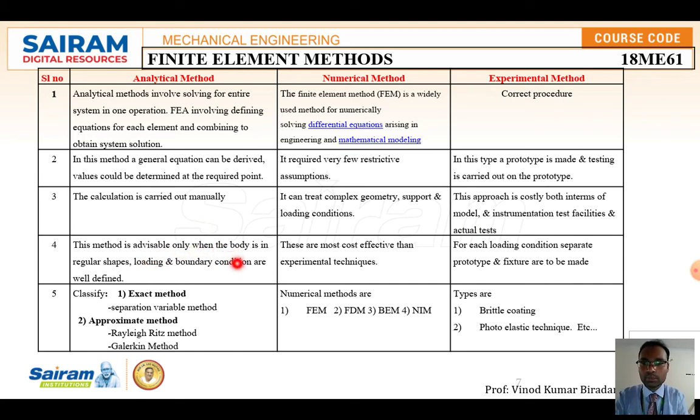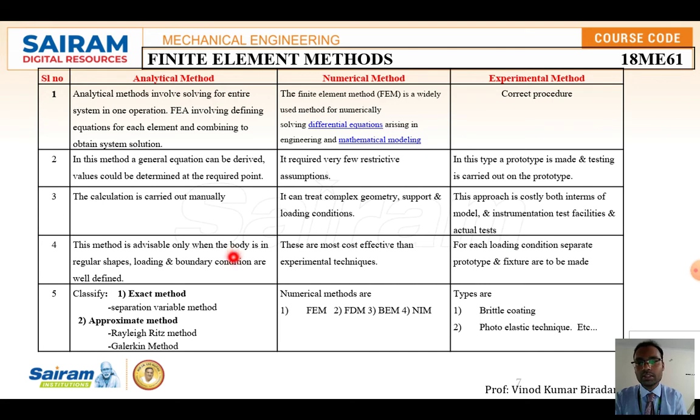The fourth difference is that the analytical method is advisable only when the body is of regular shape and the loading and boundary conditions are well defined. When the data is given in the problem, we use the analytical method, and it is more cost effective than the experimental technique. Even without any data, we solve by making some assumptions. The experimental method means for each loading condition, a separate prototype and fixture must be made.